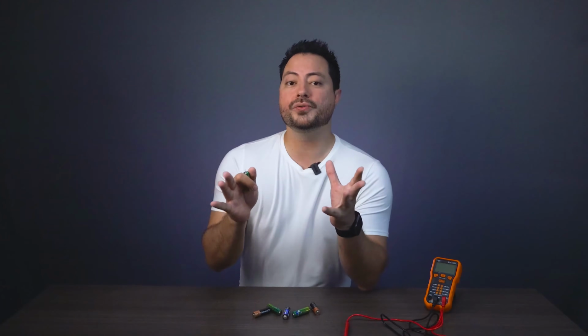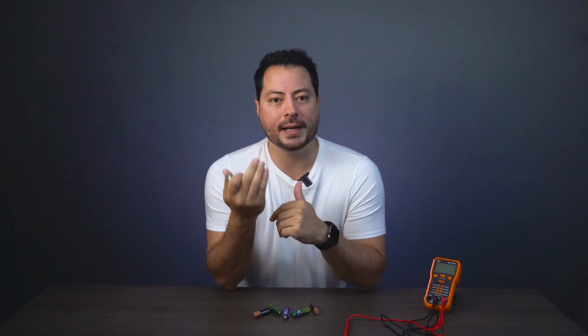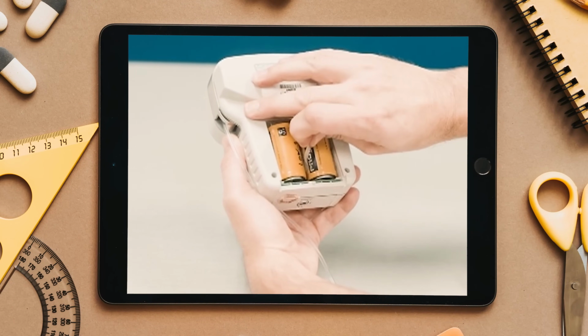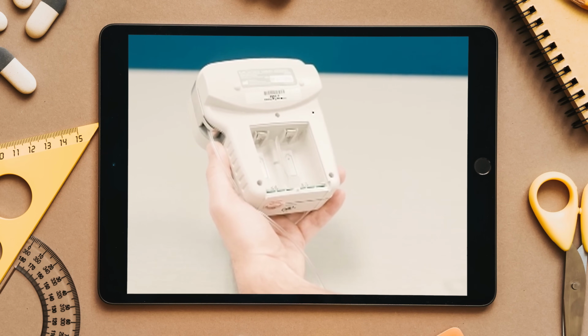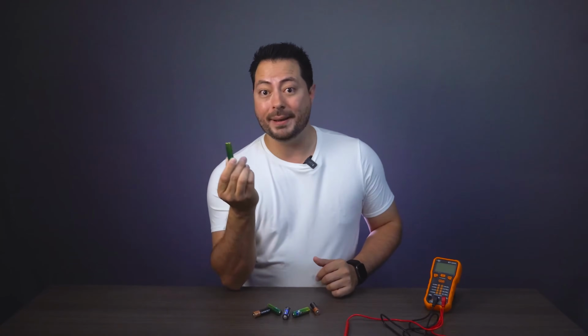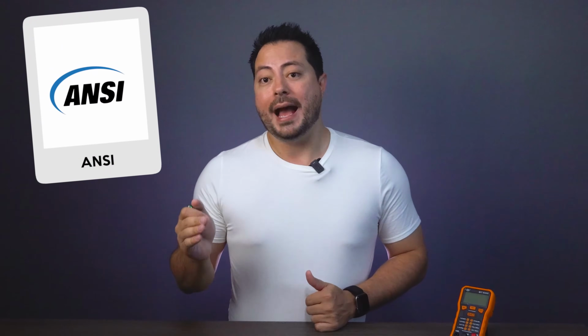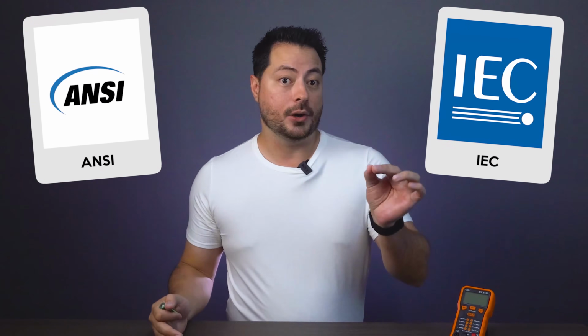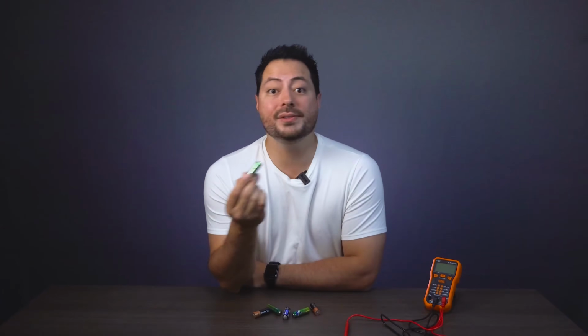It all started when electronics manufacturers realized they needed a standardized system to identify batteries of different sizes. Before that, each company used its own designations, which caused a huge amount of confusion. Imagine trying to buy a battery for your remote control and not knowing if that battery was compatible or not. That's why international organizations like ANSI, which is the American National Standards Institute, and IEC, which is the International Electrotechnical Commission, decided to create a single standard. But how did they decide what that standard would be?